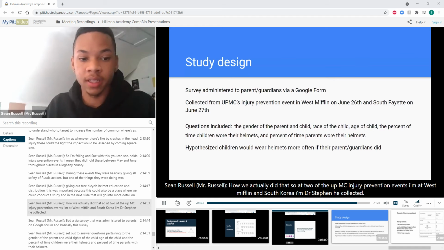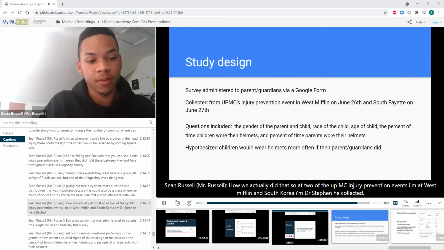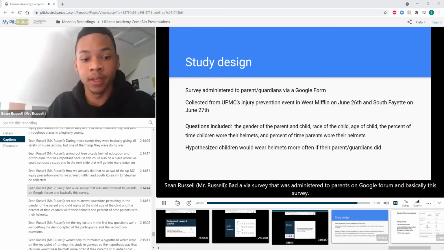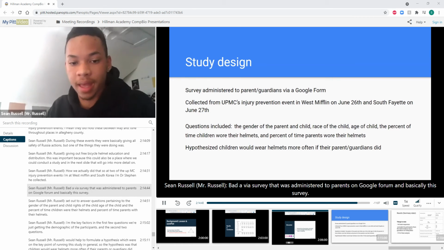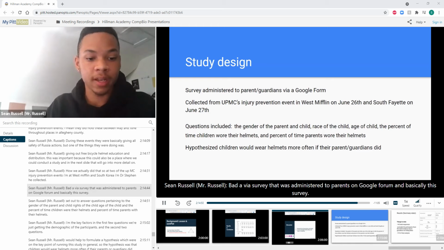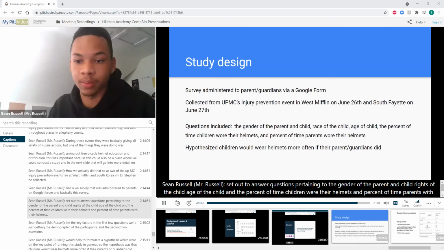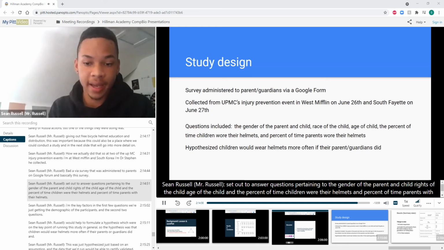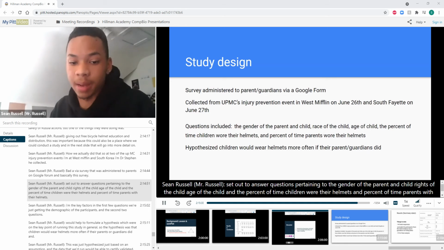At two of the UPMC injury prevention events, at West Mifflin and South Fayette, Dr. Stephan collected data via a survey that was administered to parents on a Google form. This survey set out to answer questions pertaining to the gender of the parent and child, race of the child, age of the child, and the percent of time children wore their helmets and percent of time parents wore their helmets.